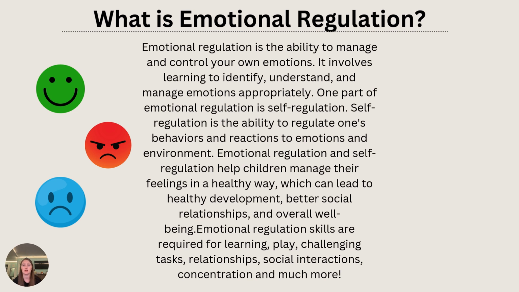Emotional regulation and self regulation help children manage their feelings in a healthy way, which can lead to healthy development, better social relationships, and overall well being. Emotional skills are often required for learning, playing, completing challenging tasks, relationships, social interactions, concentration, and much more. With the inability for a lot of children to emotionally regulate, behaviors are often seen. So, in this chapter, what behaviors are and the functions of behaviors are discussed as well. Due to these behaviors often being seen as emotional dysregulation when the child is actually just trying to tell you what they need.